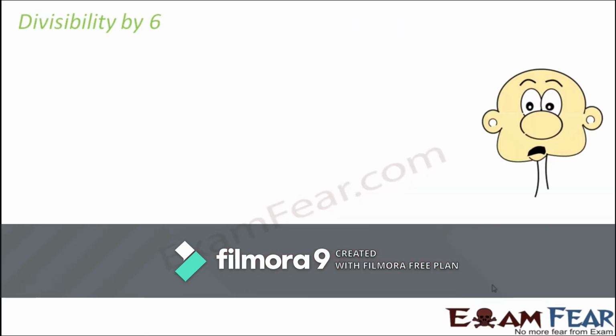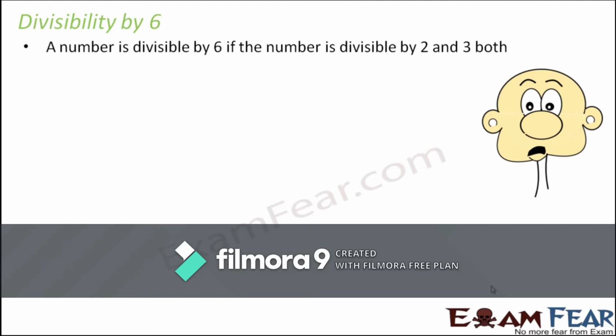Divisibility by 6. So how do you know if a number is divisible by 6 or not? Here the rule is such that a number is divisible by 6 if the number is divisible by 2 and 3 both. So basically we do not have a separate rule for divisibility by 6. If it is divisible by 2, that means the number is an even number, and if it is divisible by 3, that is the sum of the digits is a multiple of 3. If both these criteria are satisfied, then we can say that the number is divisible by 6.